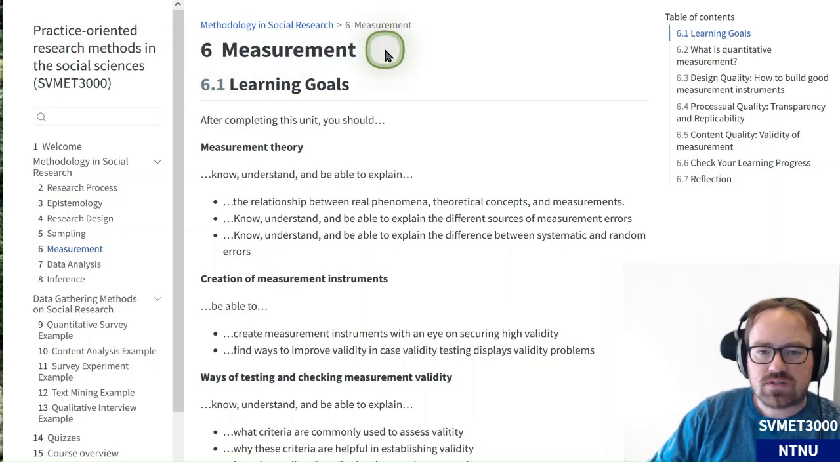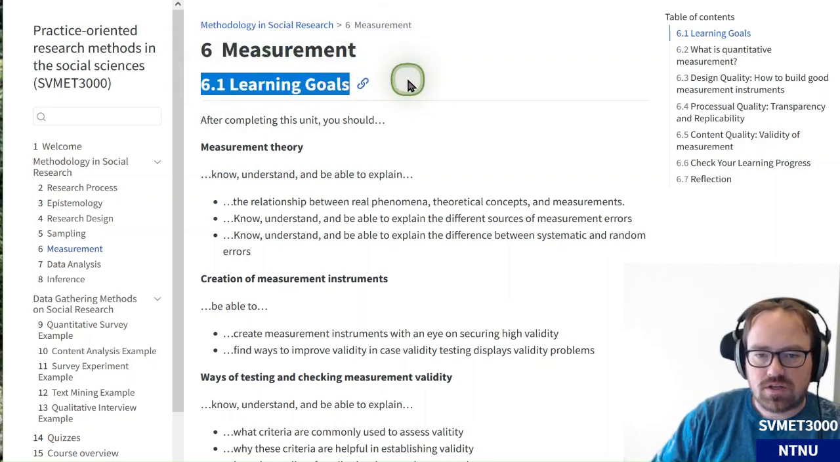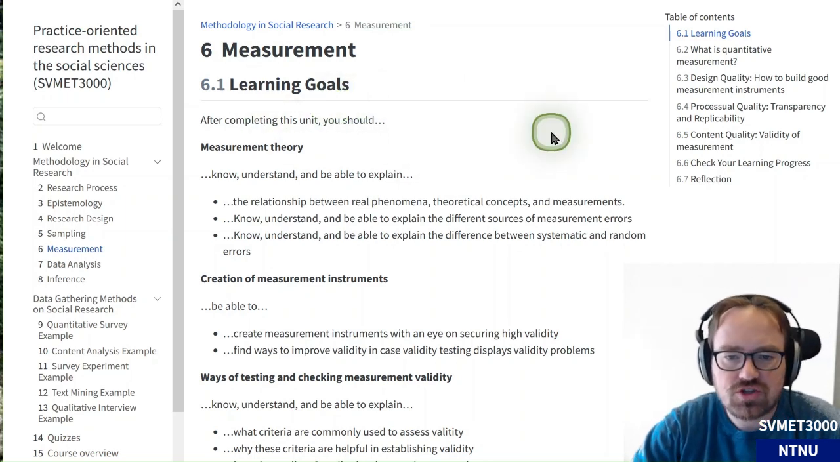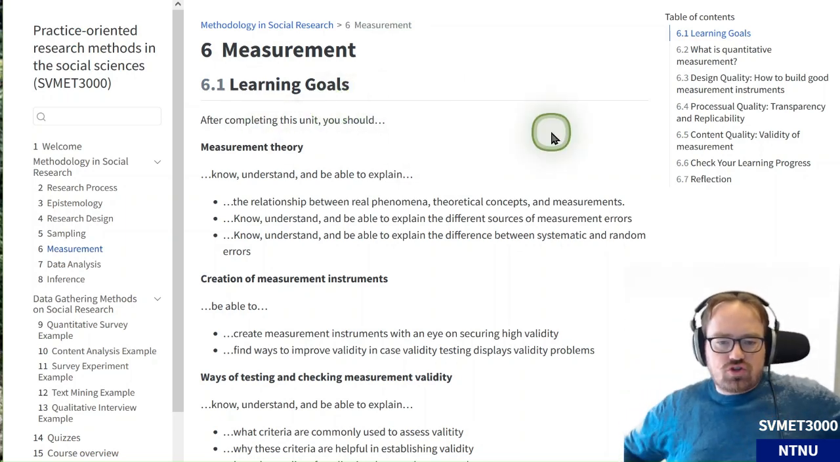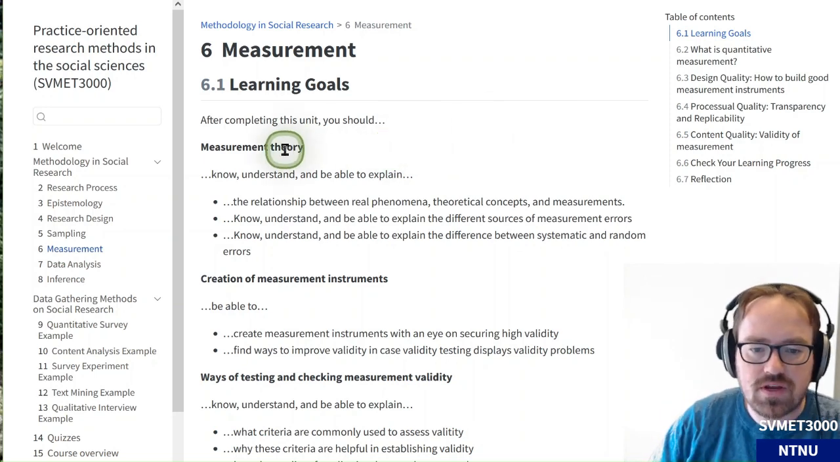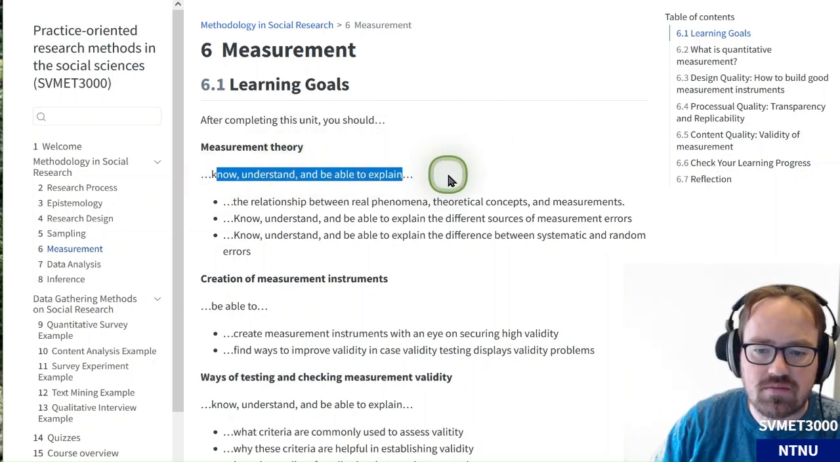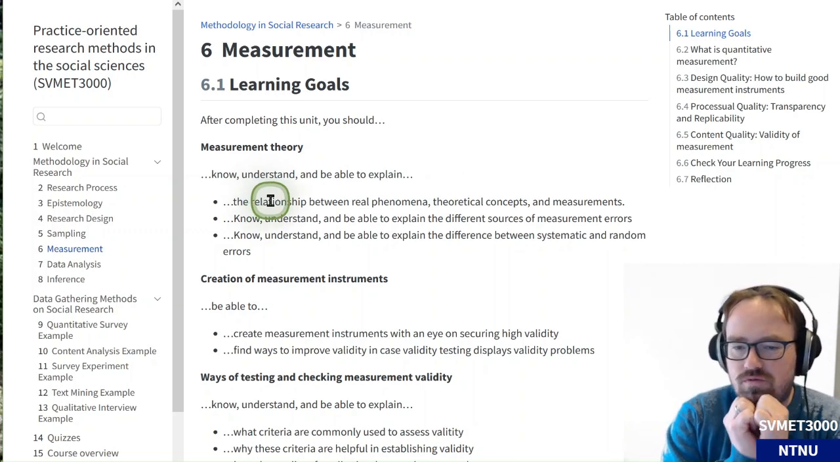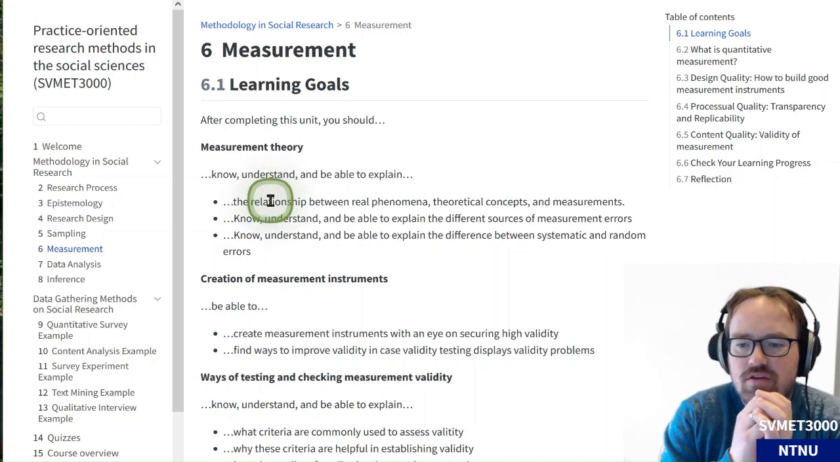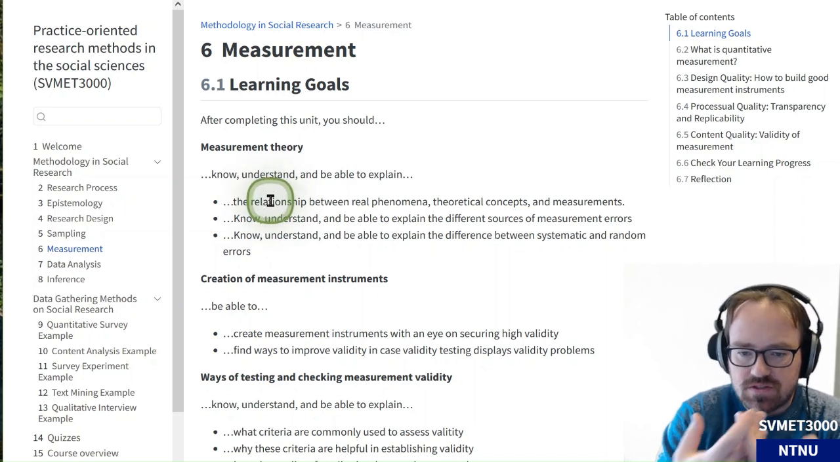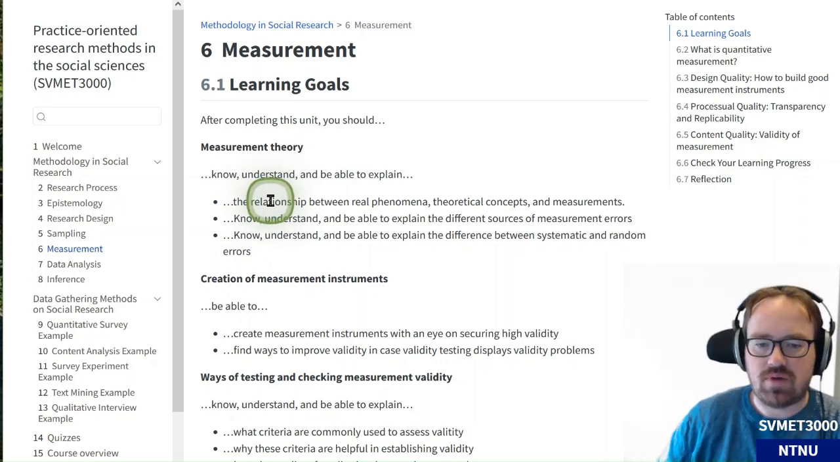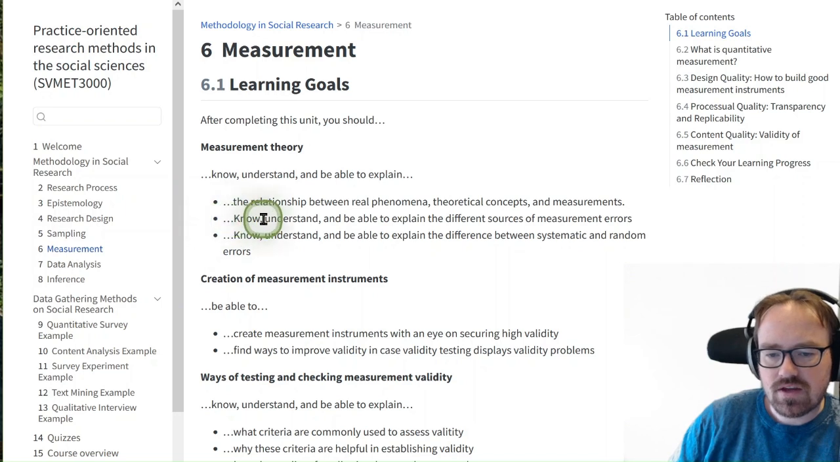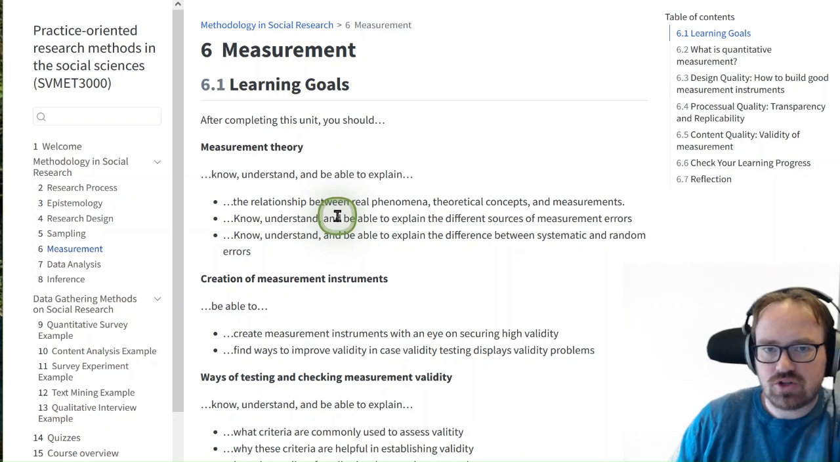So let's first have a look at the learning goals for this learning unit. After we finished this part of the lecture, you should know a few things about measurement theory. That means you should know, understand, and be able to explain the relationship between, on the one hand, real-world phenomena, on the other hand, theoretical measurements, and thirdly, the measurements of these concepts related to the phenomena we want to study. And you should know, understand and be able to explain the different sources of measurement errors.